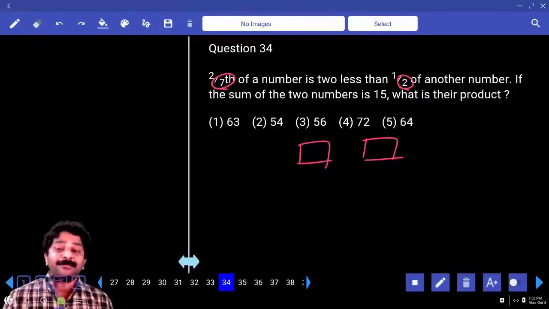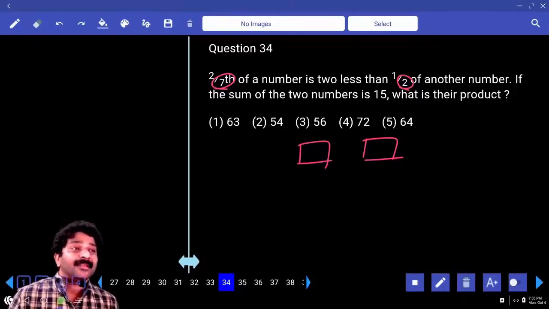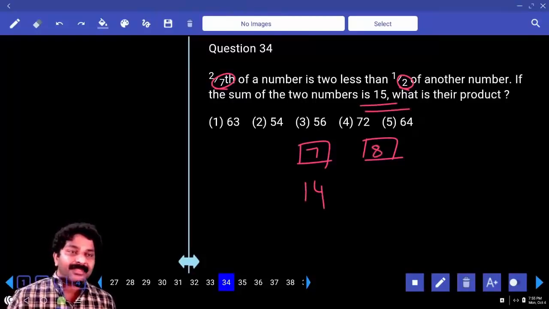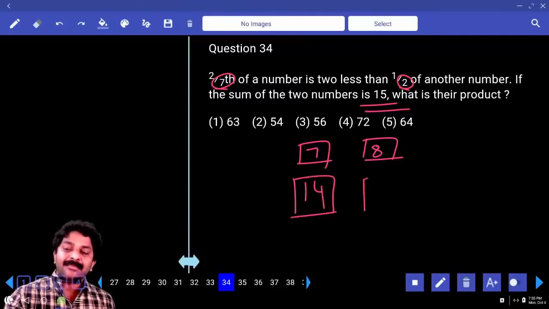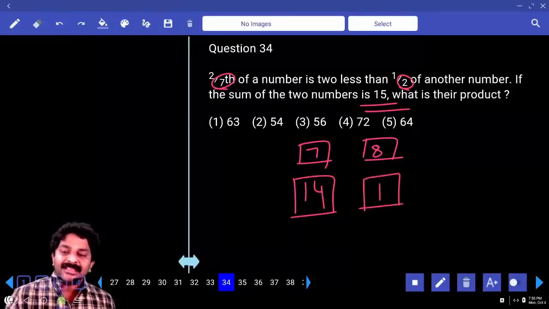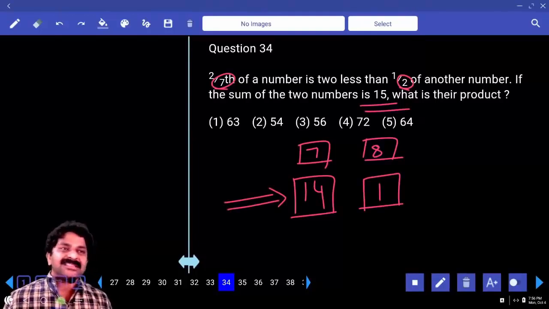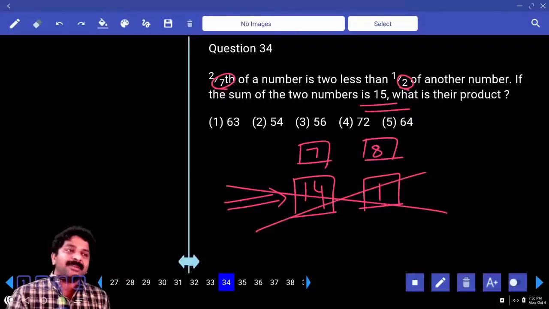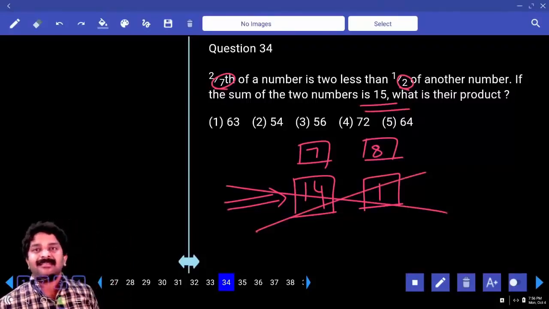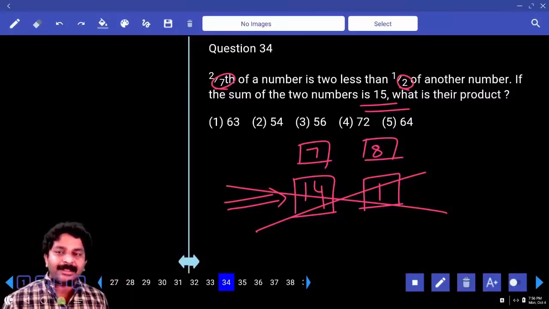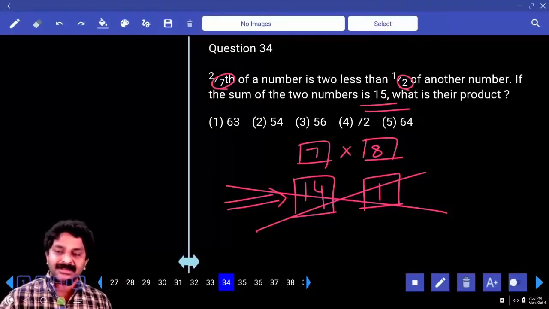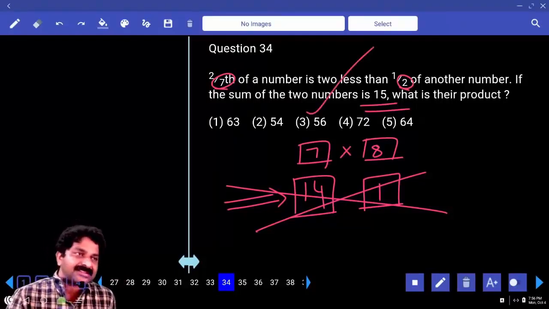Can you tell me the multiples of 7 less than 15? 7 and 14. If the first number is 7, the sum must be equal to 15, right? Then the second number must be 8. If the first number is 14, the sum is 15, the second number must be 1. Is this case possible? Because the second number should be an even number, right? Am I right? This is not possible. The only possibility is 7 and 8, where the first number is a multiple of 7, the second number is a multiple of 2, and the sum is 15. All conditions satisfied. Your question is to find the product of the numbers. 7 into 8, 56. Third option, final answer.